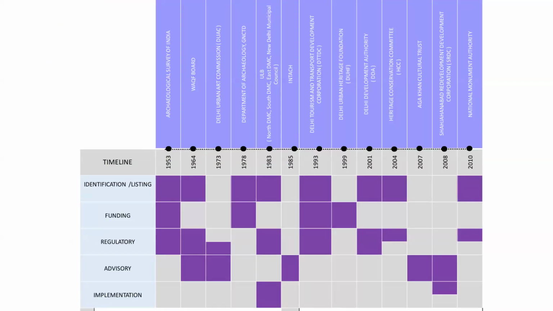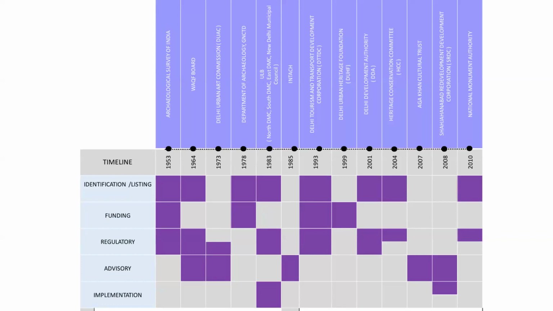You see, we have the stakeholders of heritage management. We have the Archaeological Survey of India, which lists buildings. It is also a funding agency and a regulatory body. Then we have the Waqf Board, which is a stakeholder for identification and listing, and a regulatory and advisory body as well. Then the Delhi Urban Arts Commission came into the picture. This is another stakeholder timeline and stakeholder jurisdiction.